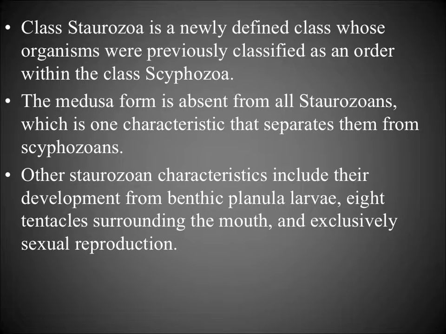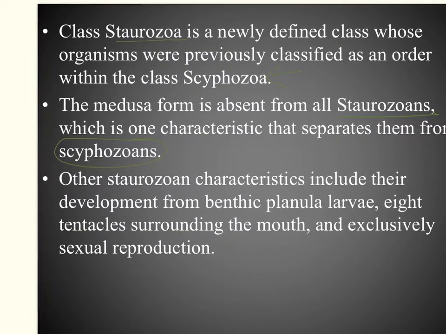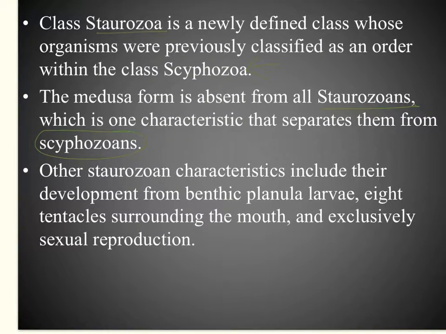Our next class is a newly formed class. This is called the class Staurozoa. These organisms were actually previously classified with another group that we're going to talk about later. The medusa form is absent from all Staurozoan, which means that they only are in the polyp form their entire life. And so because of that, we had to break them out of this group of scyphozoans. Other Staurozoan characteristics include their development from benthic planula larva. Benthic basically means that it's the deepest part of the ocean. They have 8 tentacles that surround their mouth, and they have exclusively sexual reproduction, so no asexual reproduction at all.